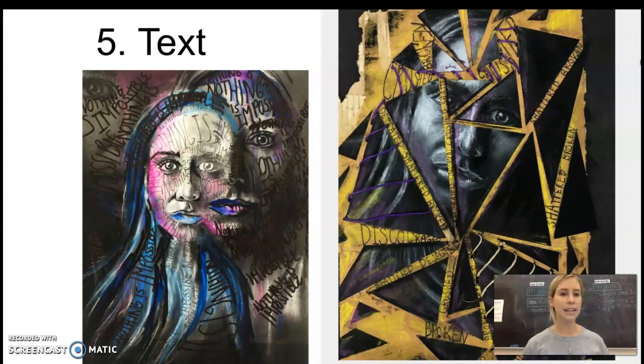There's a couple things to think about too when you're incorporating text. First of all, is it going to be in the background? Is it going to be in the foreground, on top of the portrait? How are you going to tie it in? This example on the left that I have in the video below incorporates text directly onto the portrait.